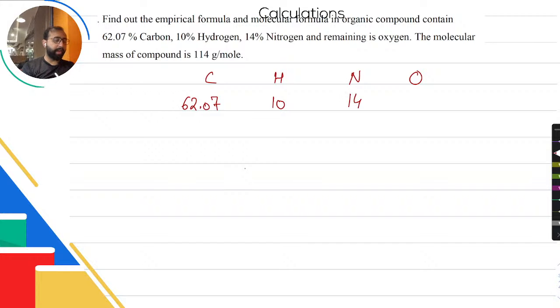What will be oxygen? Add them all up and subtract from 100, right? So 100 subtracting that gives me 13.93. All right, so that's the percentage mass. Now take 100 grams of that thing. That same percentage mass is now your actual mass.